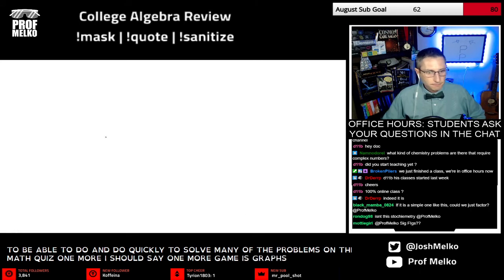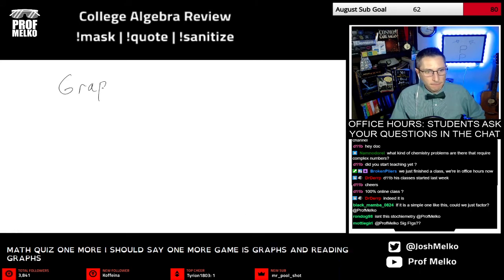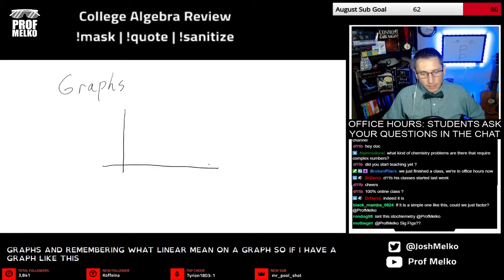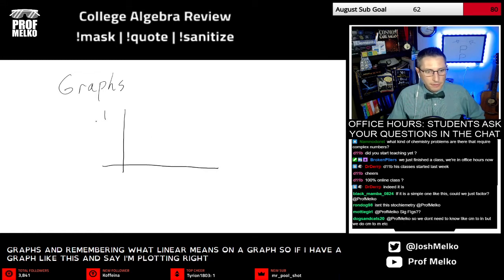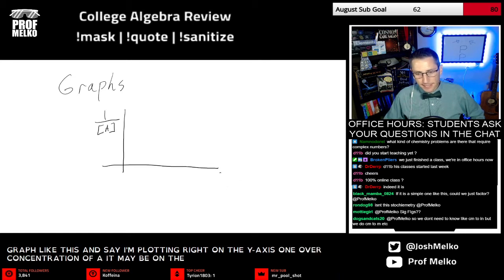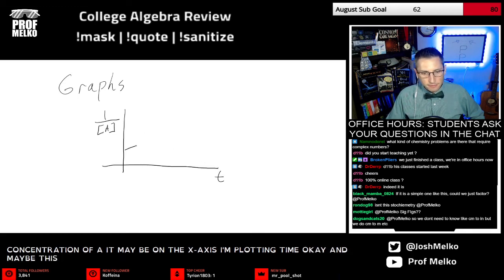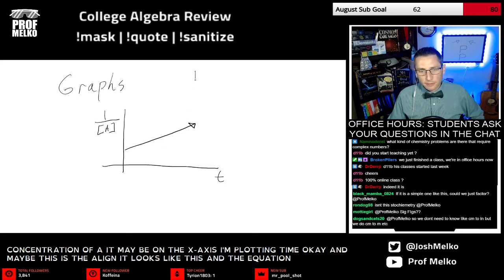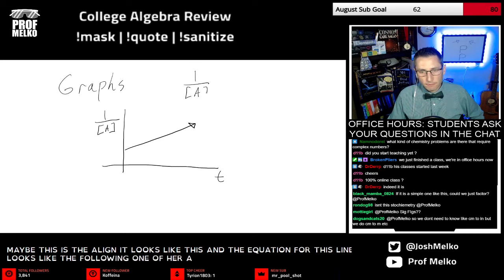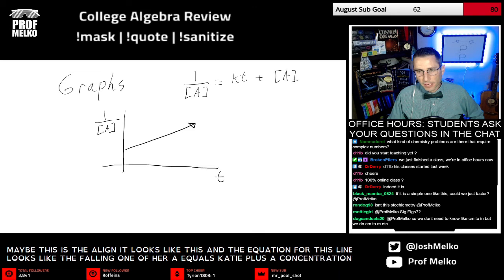okay, is graphs and reading graphs, and remembering what linear means on a graph. So if I have a graph like this, and say I'm plotting on the y-axis 1 over concentration of A, and maybe on the x-axis I'm plotting time, and maybe this is the line. It looks like this, and the equation for this line looks like the following. 1 over A equals kt plus the concentration of A naught.